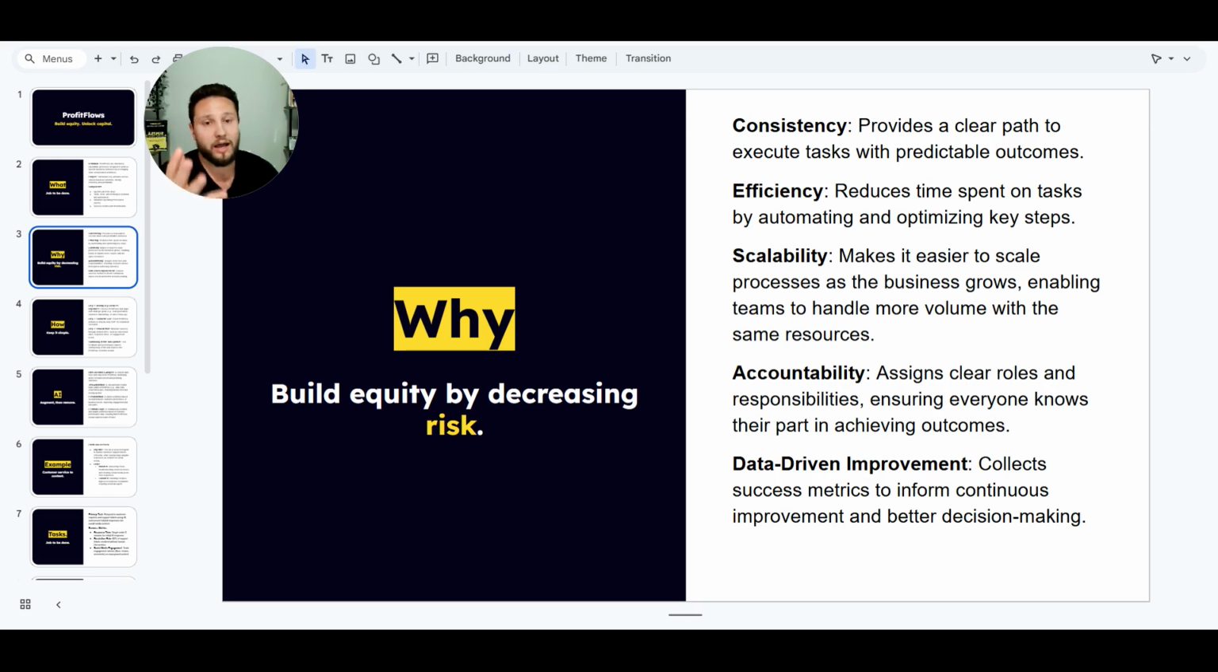So when we're talking about why, really, we're building profit flows for a very important reason. If we do a really great job, we truly are building equity in our business because we are decreasing the risk, right? By creating consistency in terms of a clear path of how things are happening inside the business, we can also drive folks to predictable outcomes. And more predictable outcomes means a higher quality experience at a lower overall cost because we're more efficient in our actions. And because it's standardized in a replicatable way, it's scalable.